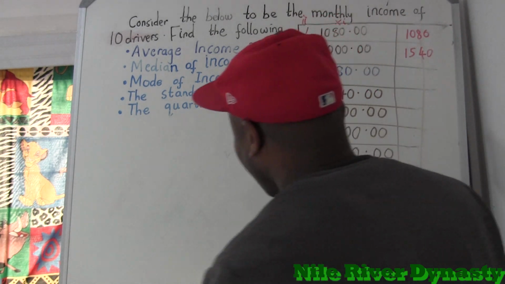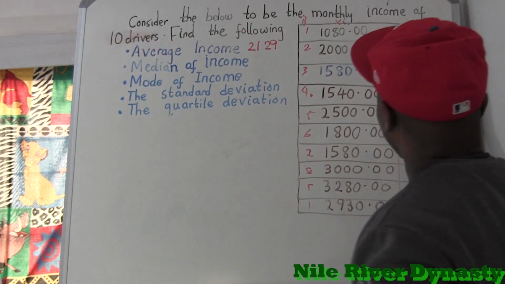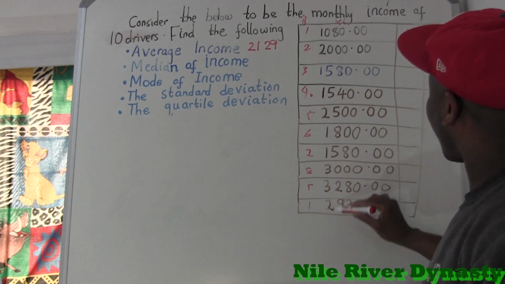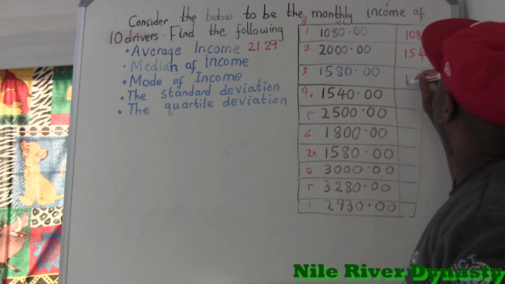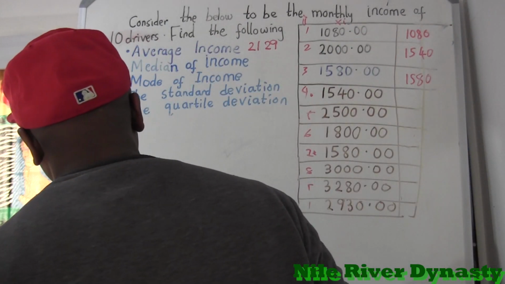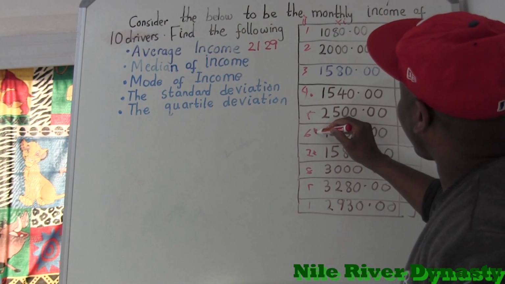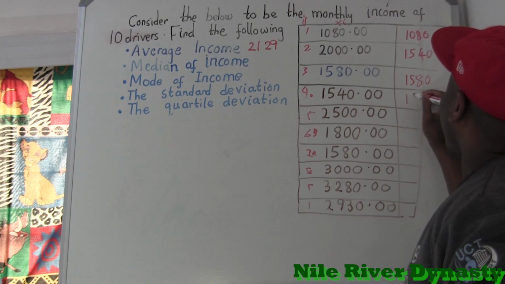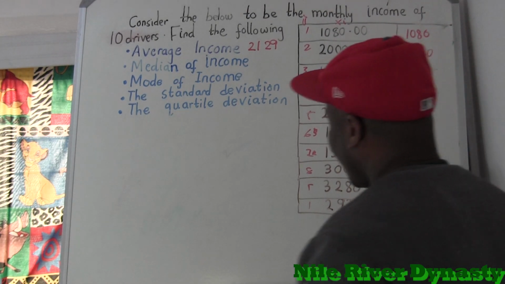Okay, now let's go for the next one. The next one is going to be 1580. So this one is done. Make sure you arrange from smallest to the biggest. So 1580, and now go for 1800. That's 1800.